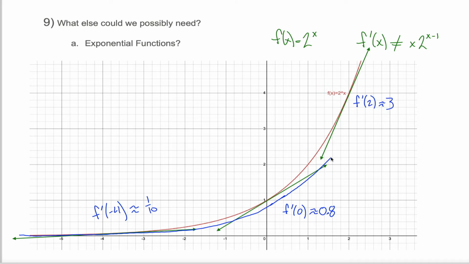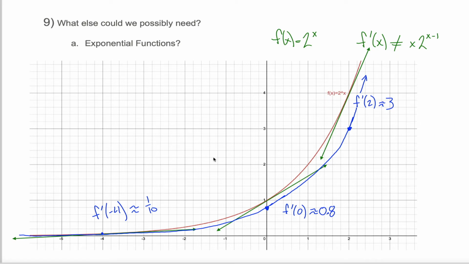And by the time I get over here to an x coordinate of 2, it's got a height of 3, right? So I got this point at 3, I got this point at 0.8, and then I got this point at maybe 1/10. The point that I'm trying to make is the derivative looks a lot like the original function, right? That's a property of exponential functions. It's not quite there. The derivative isn't exactly the function. It would be really cool if it was, but it's not. But it's at least related. The shape of the derivative is very similar to the shape of the function.